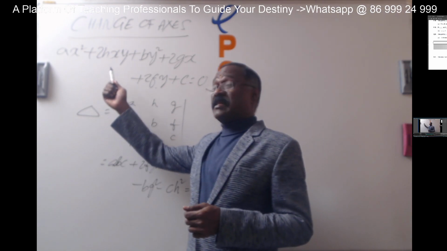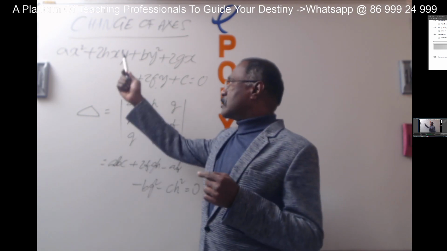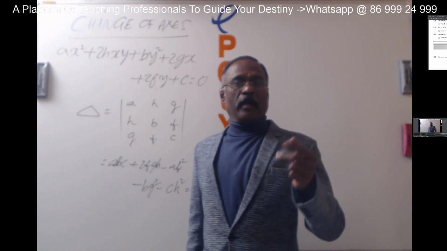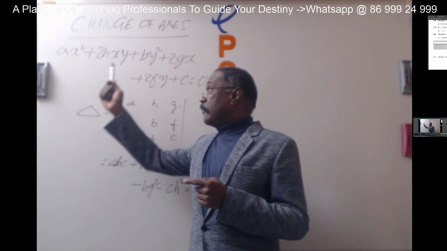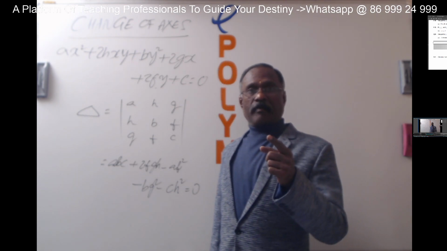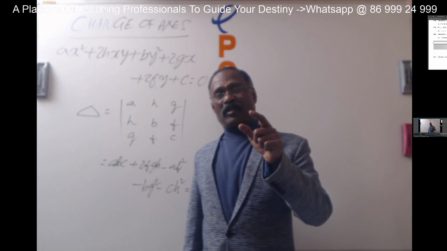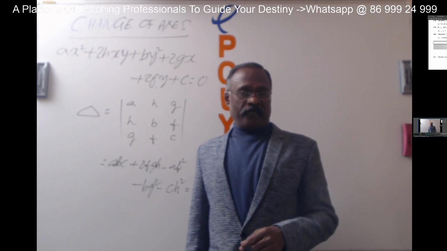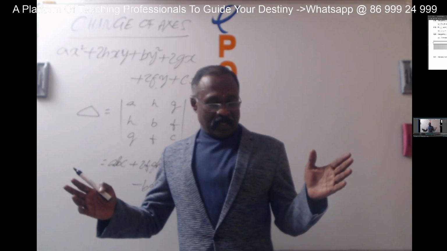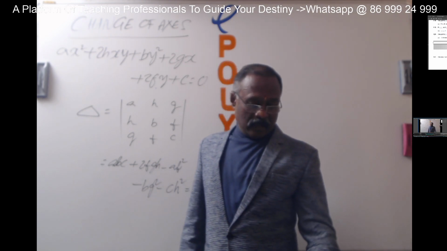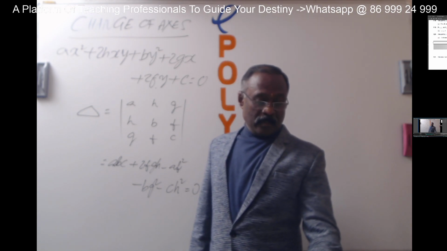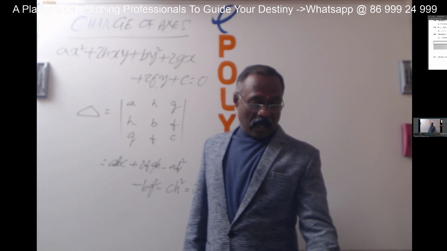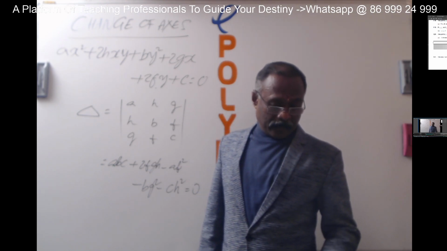And if it is to represent a parabola, your h square is equal to AB. And if it is to represent an ellipse, your h square must be less than AB. That is a unique condition for the ellipse. I discussed that also. There is no clash with any other condition for the ellipse. H square is less than AB. Similarly, if it is to represent a hyperbola.